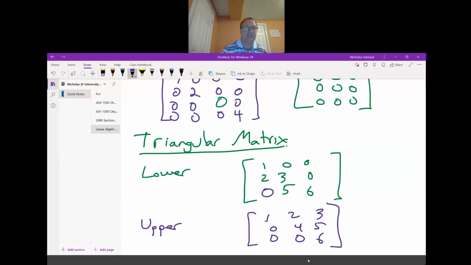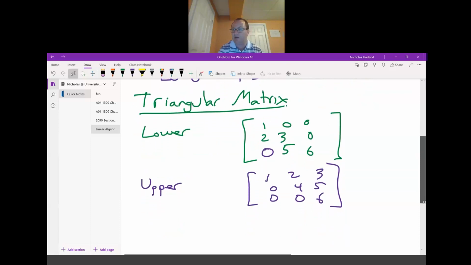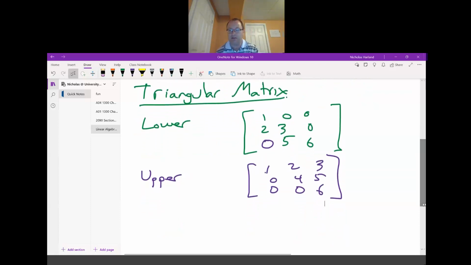So not as nice as a diagonal matrix, but still nice. There are some properties that we'll see later. Whenever you have a triangular matrix, there are certain things that we can find very easily, which for matrices in general can sometimes just be harder.